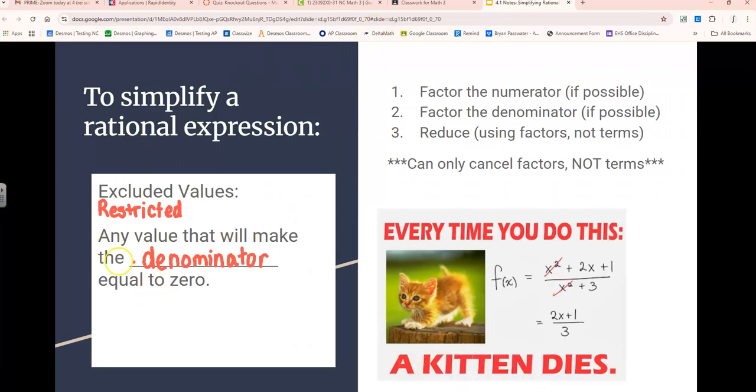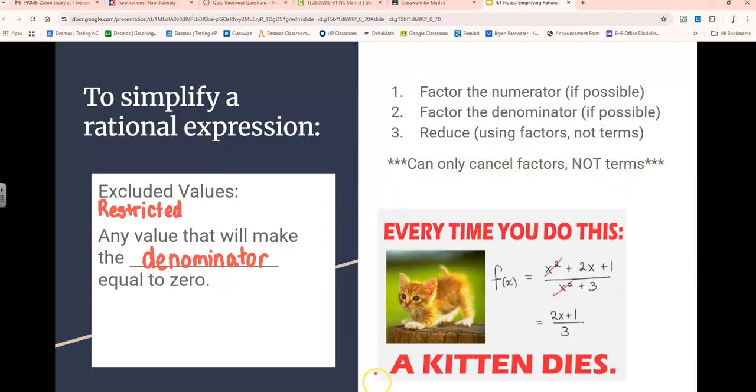Alright, so, if you have anything that makes the denominator 0, you will have a value that you can't plug into that function. So we will be looking for restricted values. Now, the process for this is that you want to factor the numerator, if possible. Sometimes it won't factor. Factor the denominator, if possible. Sometimes it won't factor. And then you want to reduce using factors, not terms. You can only cancel factors, not terms.